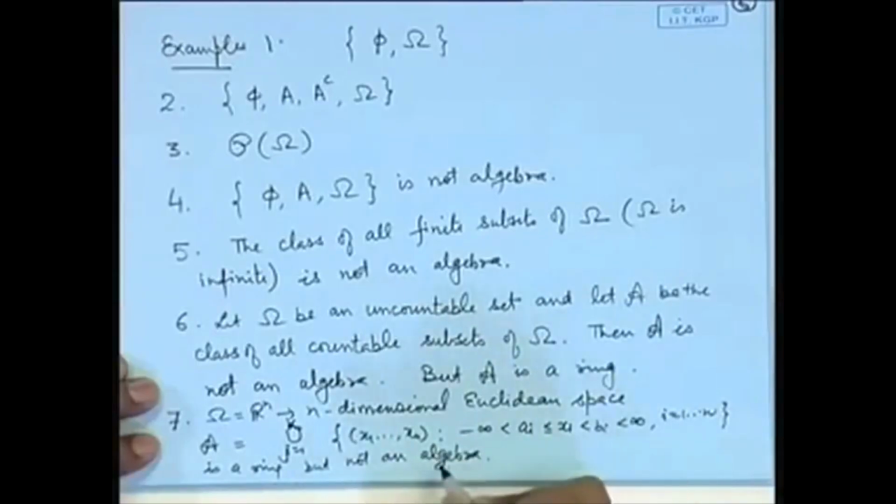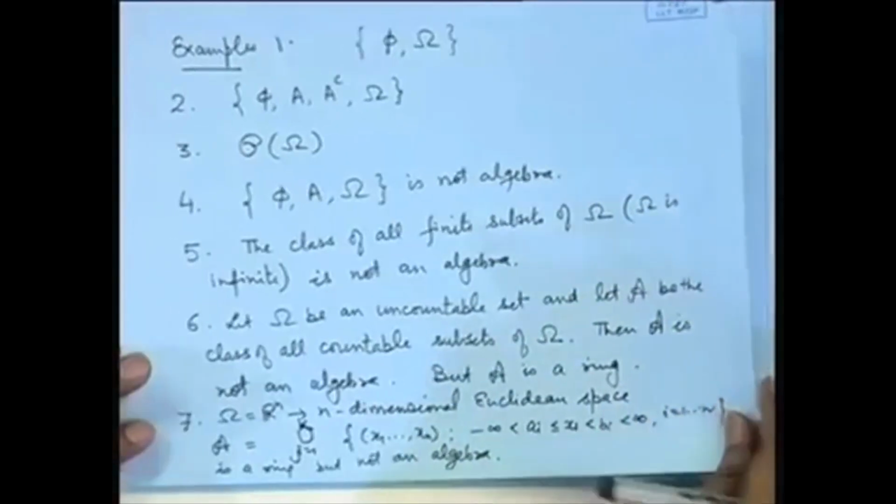The reason why it is not an algebra is that if I take the complementation of such a set, then that will be minus infinity to ai and union bi to infinity, which is not a set of this form. Let us construct some classes which may be algebras.